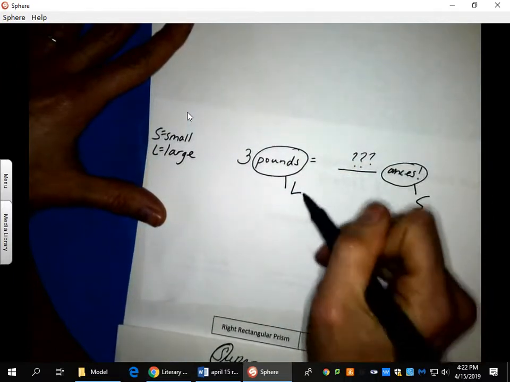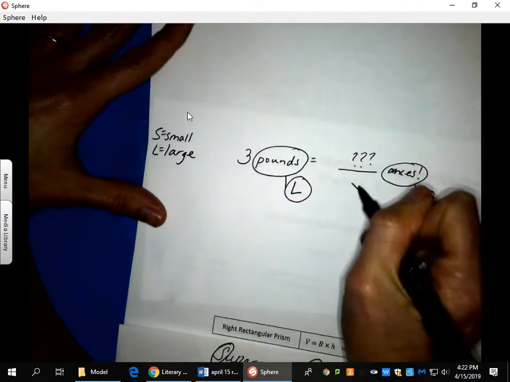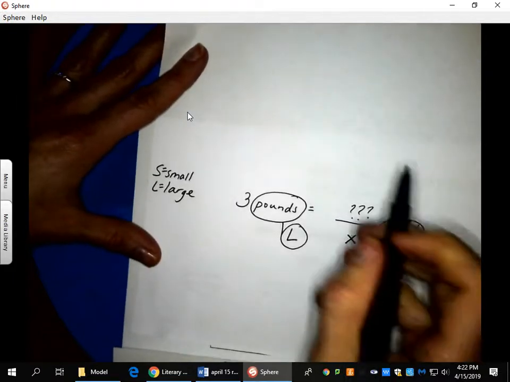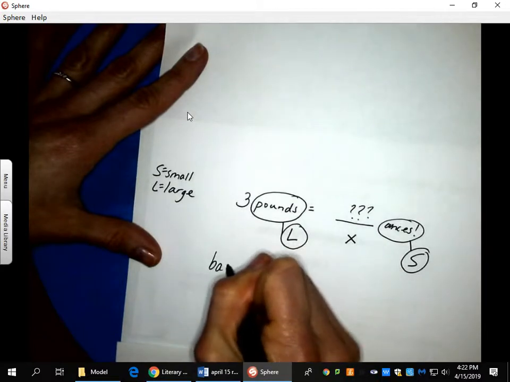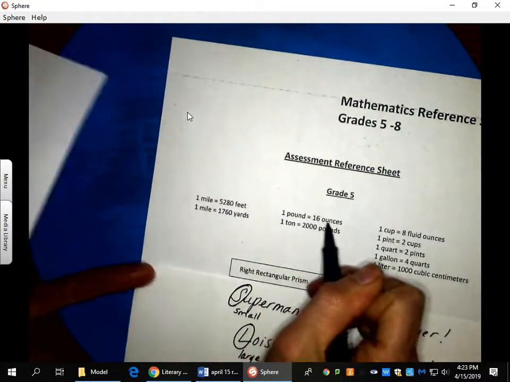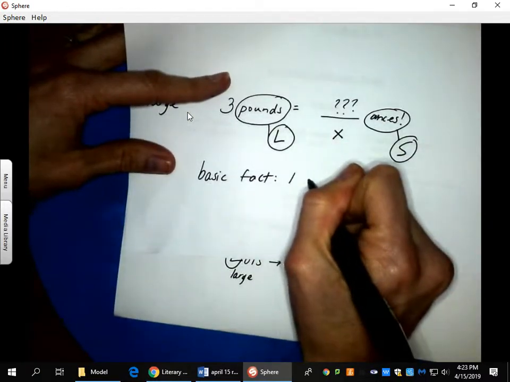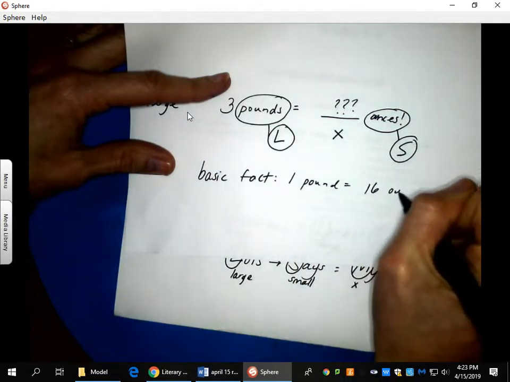So look what I have here. Lois says, "My hero." I'm going to be multiplying. And when I multiply, well, what numbers am I going to multiply? Now I have to look for the basic fact. And that's what this state testing sheet gives you a lot of. Here, 1 pound is 16 ounces. So the basic fact is 1 pound is 16 ounces.